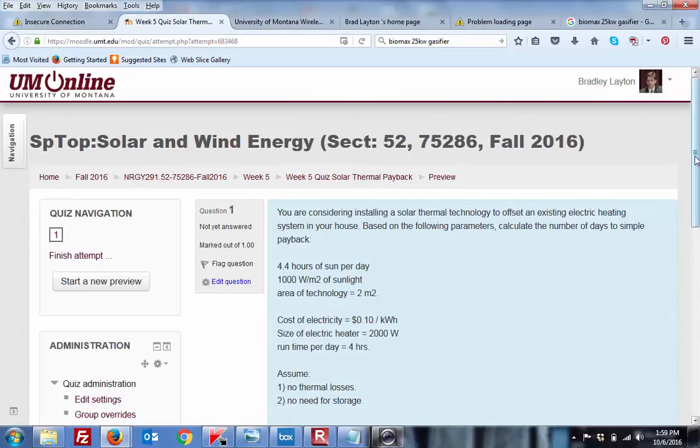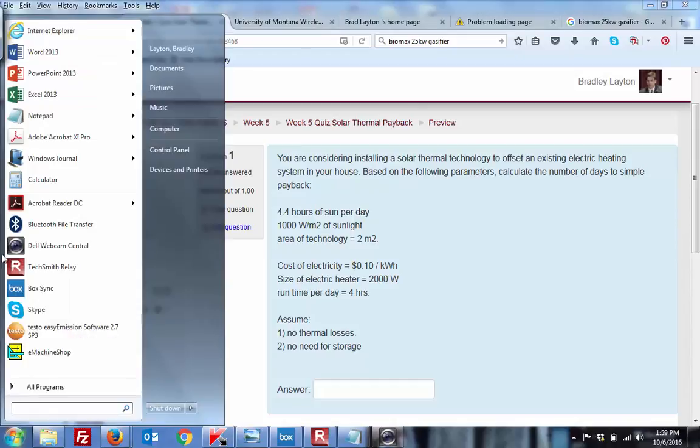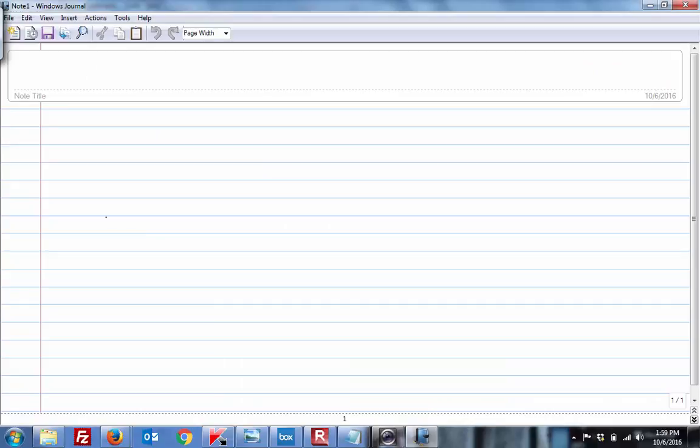You are considering, because you're either a homeowner or a business owner or a contractor, installing a solar thermal technology to offset an existing electric heating system in your house. Okay, so here's what we got. Let's start with the house.